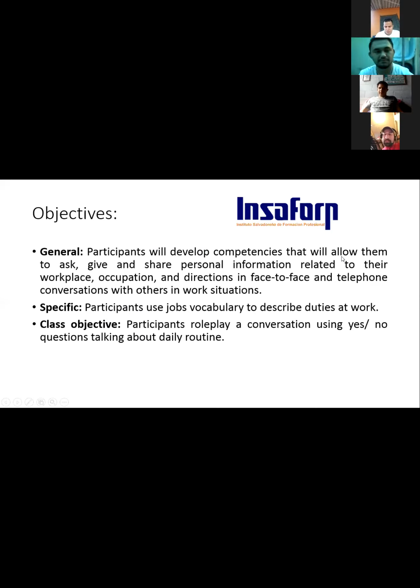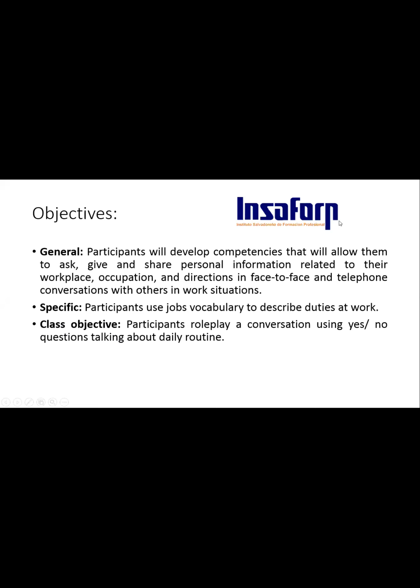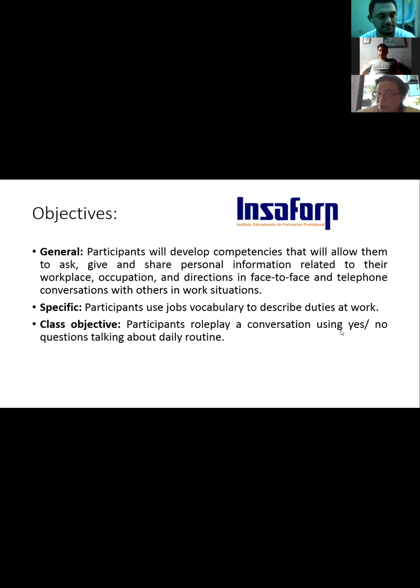Now we have today's class objective. What we're going to do in today's class, lo que vamos a hacer ahora en clase. Participants role play a conversation using questions, talking about daily routine. Very good, guys. Okay, daily routine. This week is about daily routine.